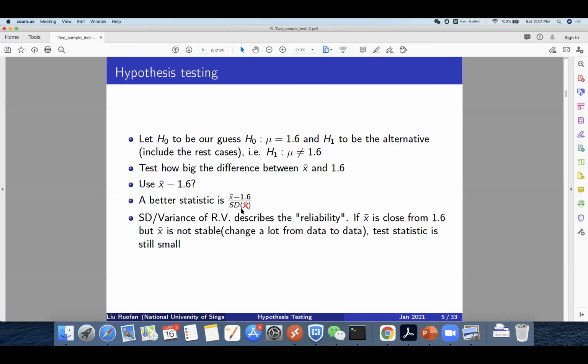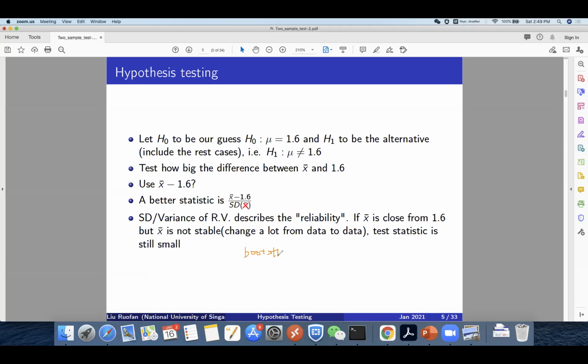Because for x bar, recall that we assume that my x follows normal, so x bar also follows normal, so it can be computed. It has a formula to compute it. But if we do not have the normal assumption, then we need to use some method to estimate the standard deviation of x bar. And the method we use is called bootstrap. If you are interested, you can search about this method.